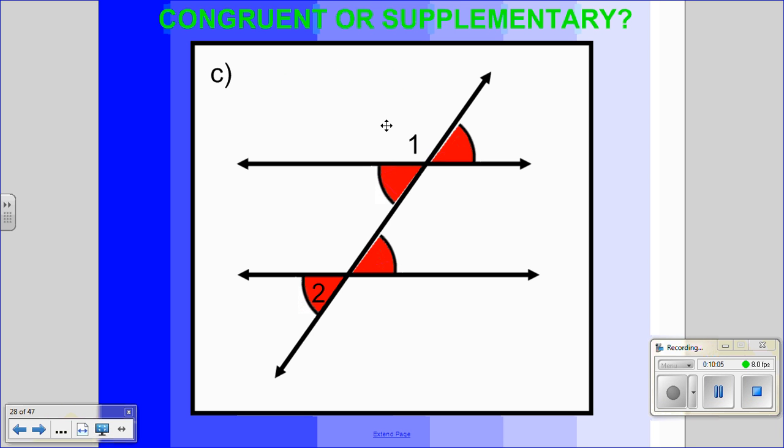On C, angle 1 and angle 2 are shaded differently. So that means they are supplementary. If I use the zigzag, start at 1, zig, zag, zig, they're not on the same path. And they're both exterior angles. However, we didn't talk about same side exterior. So we would just have to say no relationship at this time.